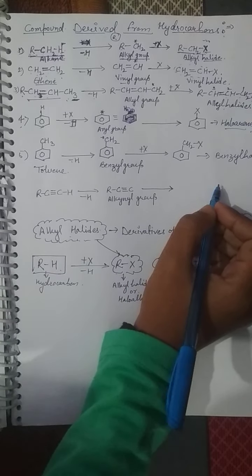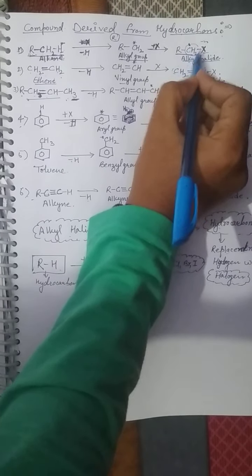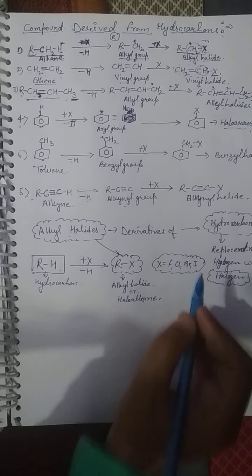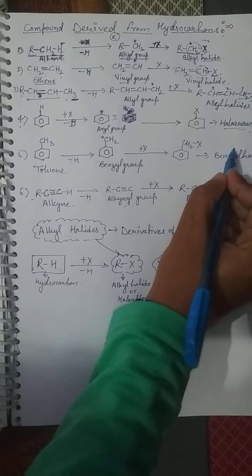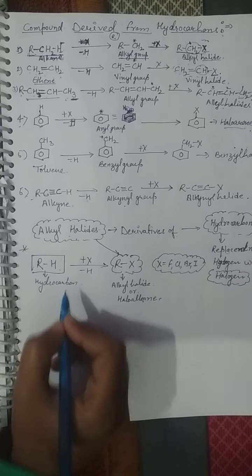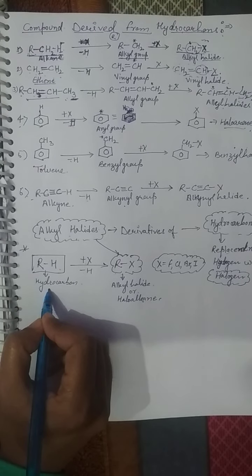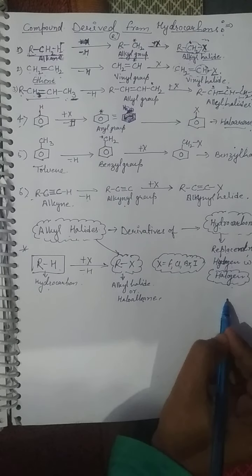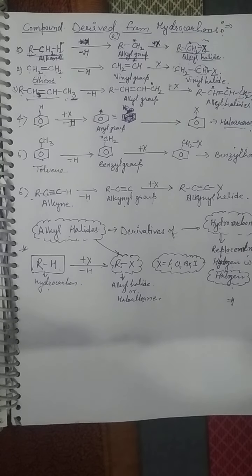It means that on the basis of the replacement of the hydrogen with the halogen, we have different types of alkyl halides, and these alkyl halides differ from each other on the basis of the nature of the carbon to which the halogen group is attached. In general, we can say that the alkyl halides are derived from the hydrocarbons by the replacement of the hydrogen with the halogen. This is all about the compounds, that is the alkyl halides.